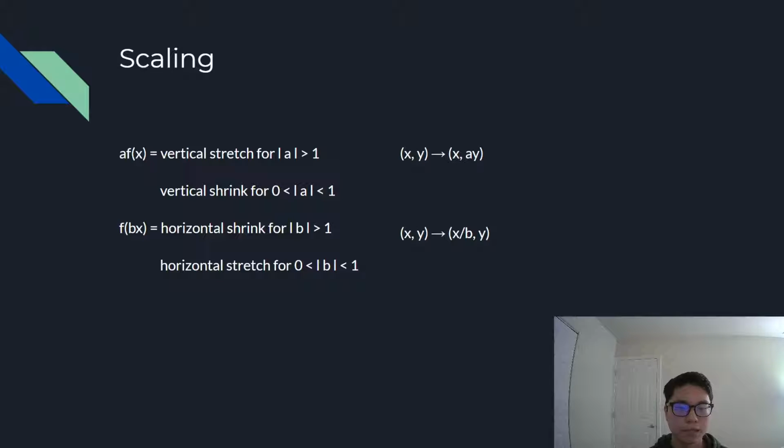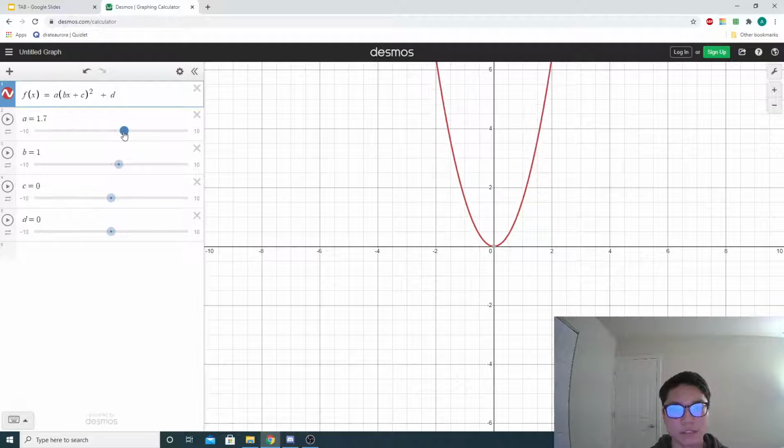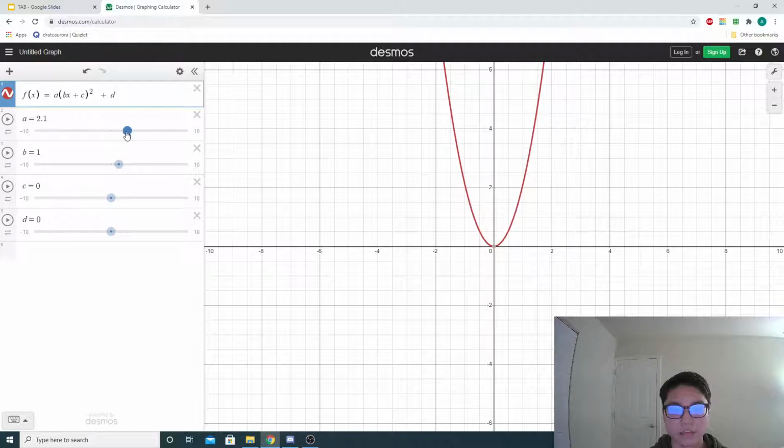When the absolute value of b is greater than 1, then it is a horizontal shrink. And when it's in between 0 and 1, then it's a horizontal stretch. As you can see, as a is increased, it is a vertical stretch. This is because the y coordinates are increasing faster.